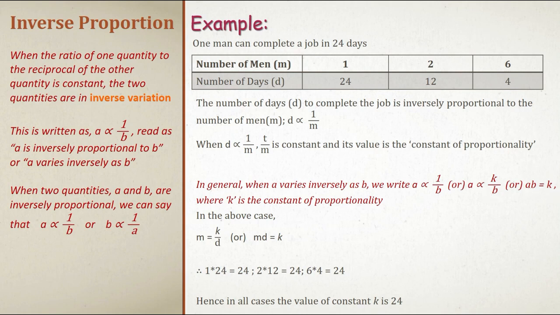So in the above case, we get this by multiplying M into D, which will give us the value of constant K. So 1 into 24 is equal to 24. So our value of K is 24. Now let's validate this. If we multiply 2 into 12, it will also give us 24. If we multiply 6 into 4, it will also give us 24. Hence, in all cases, the value of constant K is 24.